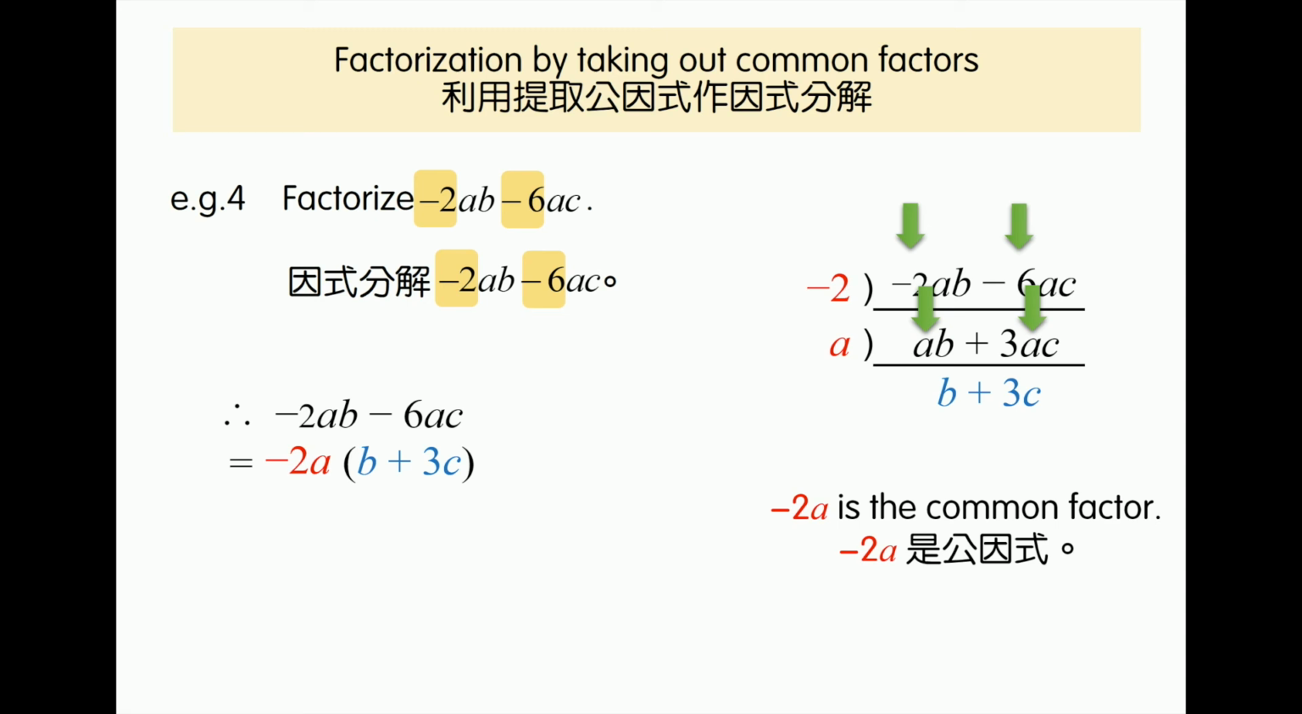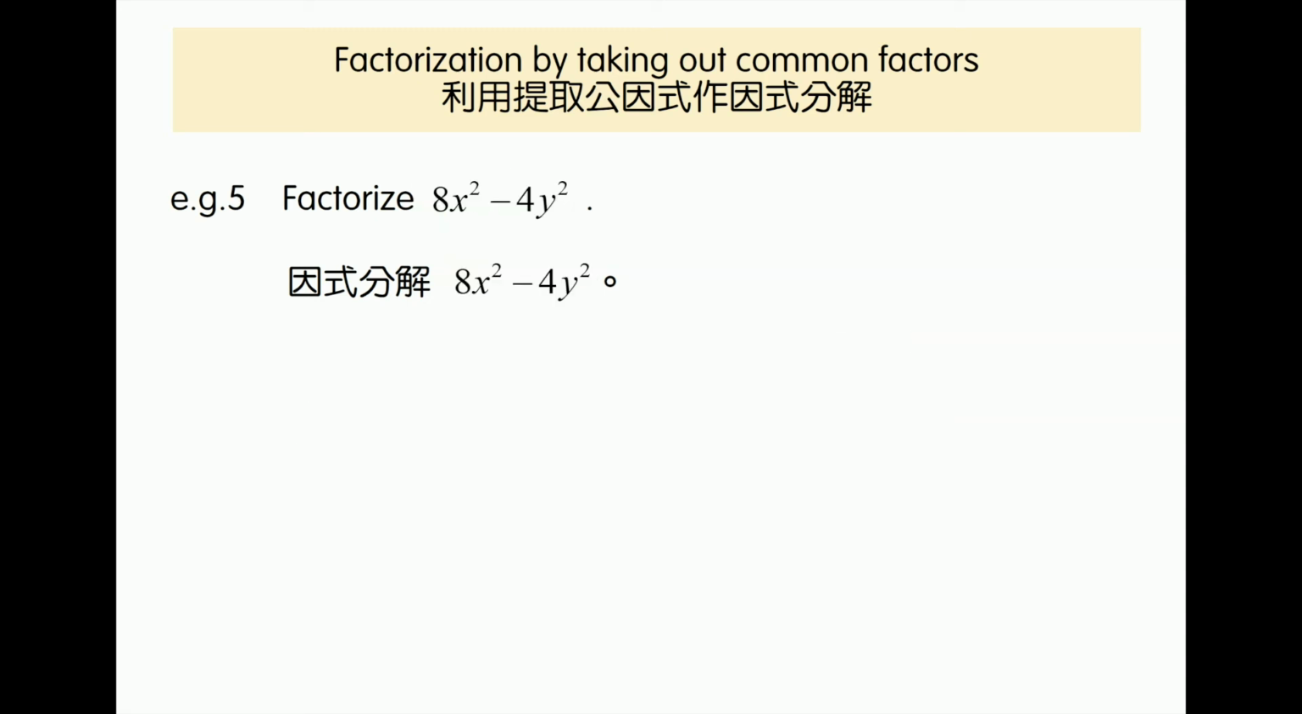Sometimes the polynomials have indices. We need to be careful. For example, in this question, 8x squared minus 4y squared. The method is similar. We first focus on the numbers first. I believe most of you could easily figure out that we need to take out 4.